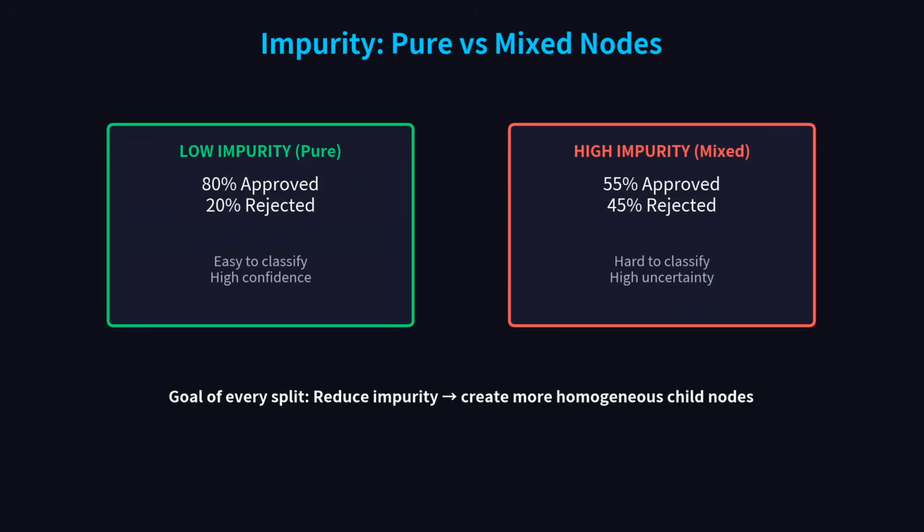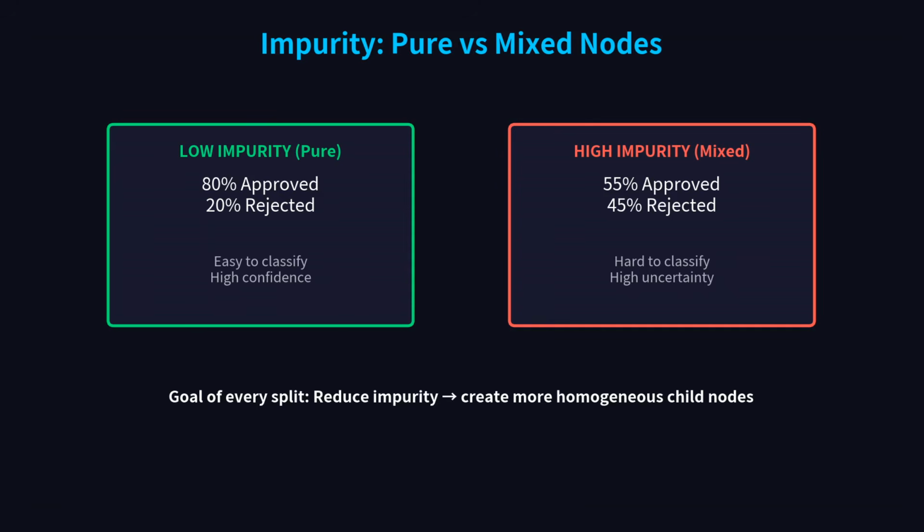The core question is, how does the tree decide which feature to split on and where to place the threshold? The answer begins with impurity. A region where roughly 80% of observations belong to one class has relatively low impurity. A region closer to a 60-40 mix has higher impurity. Impurity represents the uncertainty of the classification decision. Lower impurity means observations inside the node are more homogeneous. Therefore, the objective of every split is to reduce impurity. Trees are built by repeatedly selecting splits that produce purer child nodes.